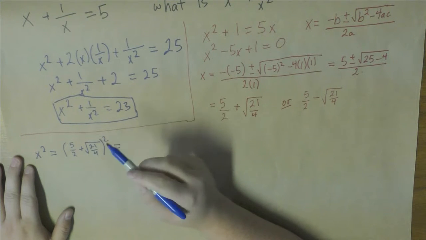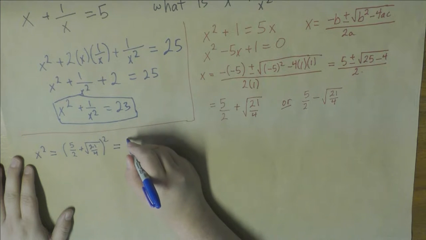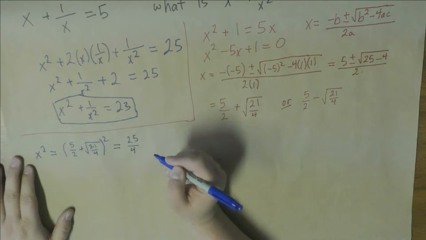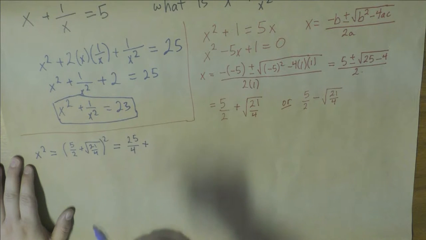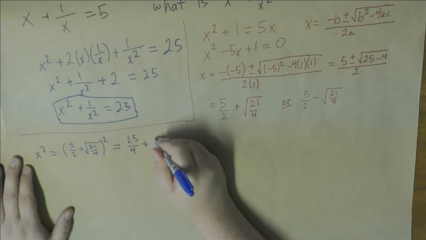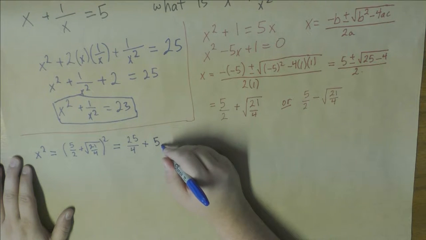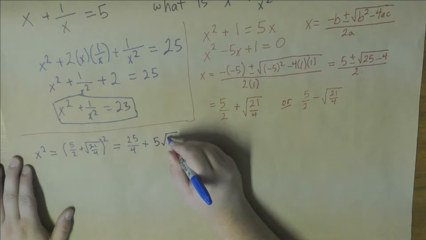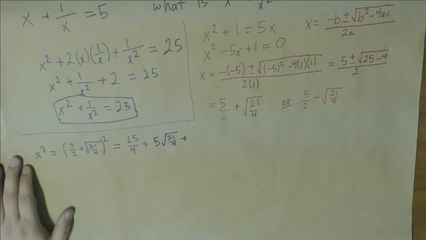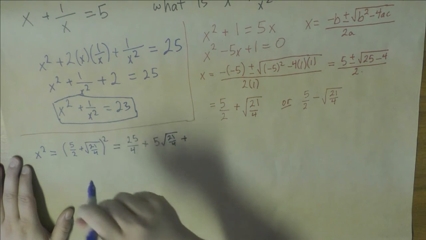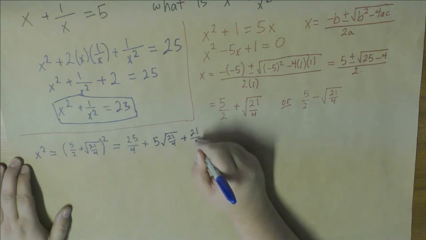So you're going to have a big error accumulate in here. So what we have here, when we do this, we square the first term, so that's going to be 25 over 4, right? And then it's going to be plus 2 times the first term times the second term. Now 2 times 5 halves is just 5. So we get 5 times root 21 over 4, right? And then plus, now we get 21 over 4 when we square that last term, because it just cancels the radical. So that's 21 over 4.